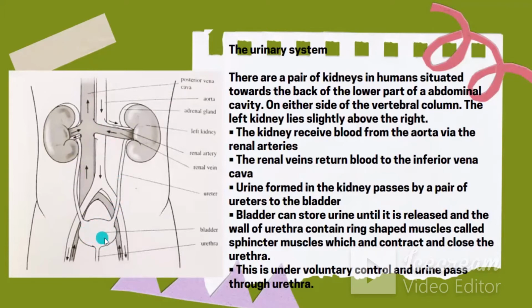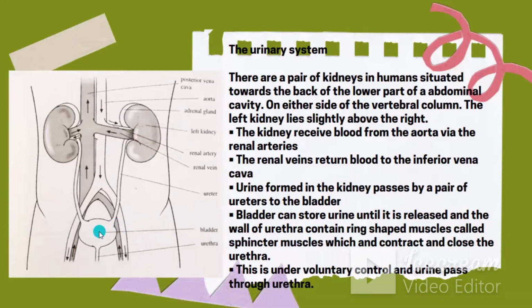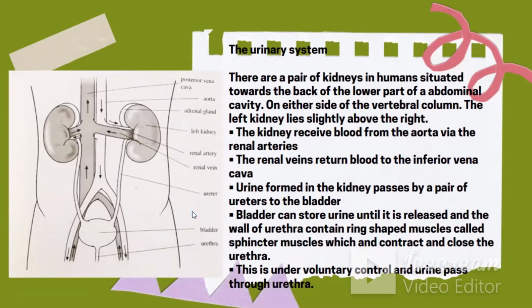The bladder has sphincter muscles, so they can contract and also relax. This feature gives us voluntary control. It means we can control urine passing through our urethra to the environment because of the sphincter muscles. The urinary bladder can keep urine for a certain period of time. So these are the main parts of the urinary system.